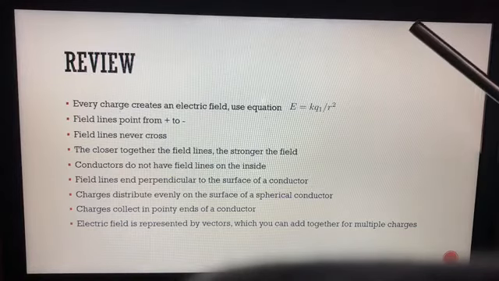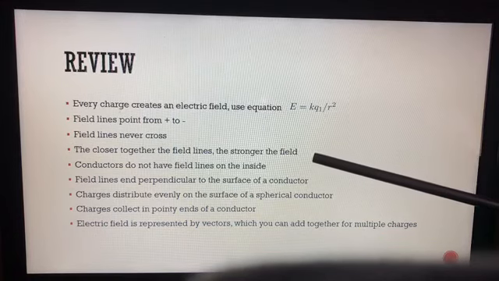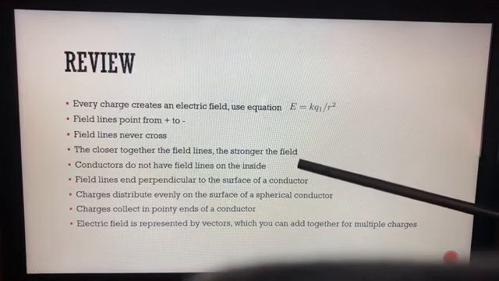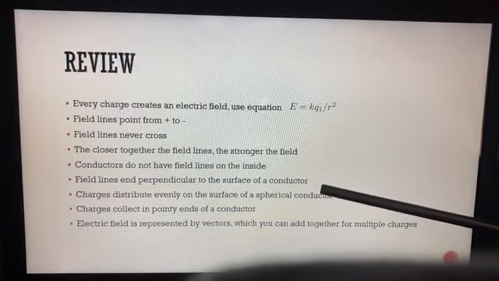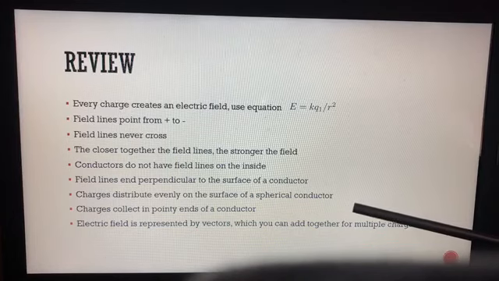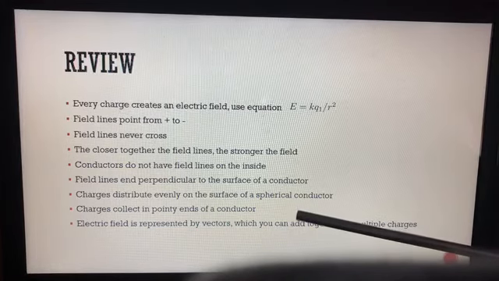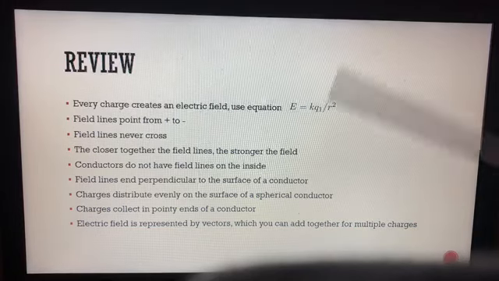Field lines point from positive to negative, and they never cross. The closer together the field lines are, the stronger the field. Conductors do not have field lines inside them, and field lines end perpendicular to the surface of a conductor. Charges distribute evenly on the surface of a spherical conductor and collect in pointy ends of conductors that aren't spherical. Electric fields are represented by vectors, which you can add together for multiple charges.